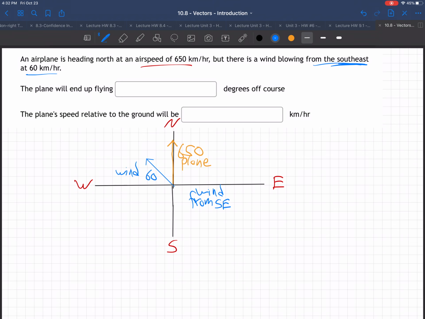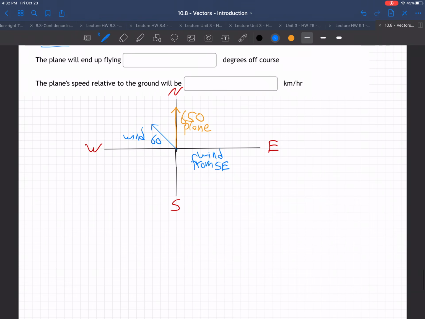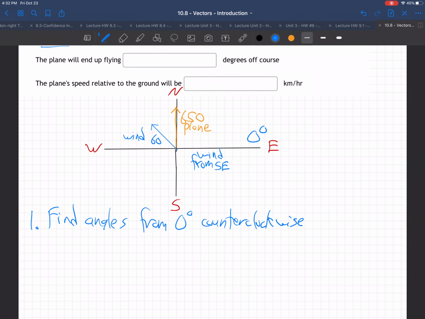Okay, so what's the deal? Well, these two vectors added up are going to form the resultant vector. That's the game plan. So step number one, find angles from 0 degrees counterclockwise, because that's how we measure angles, right? They could have made 0 straight up. They didn't. They made 0 right over here, so we got to do all our angles that way.